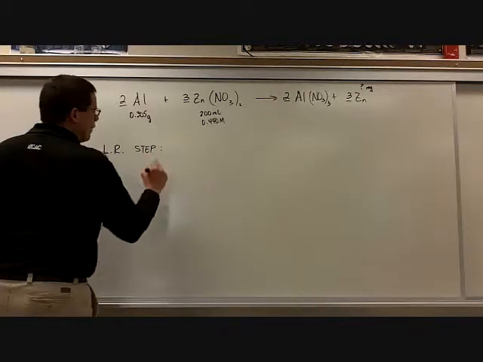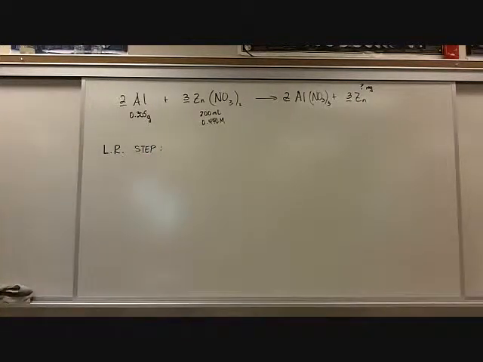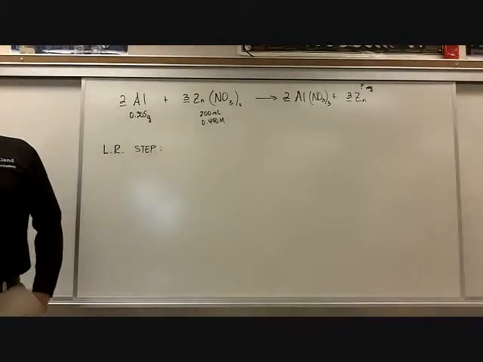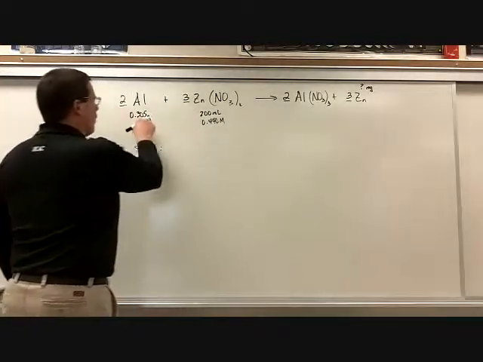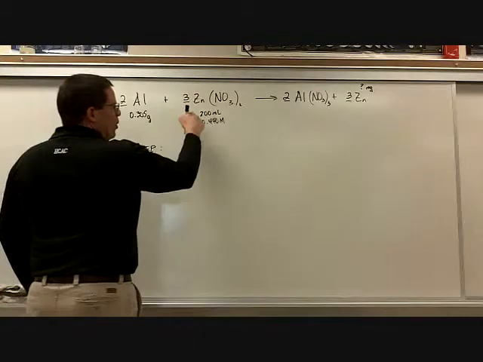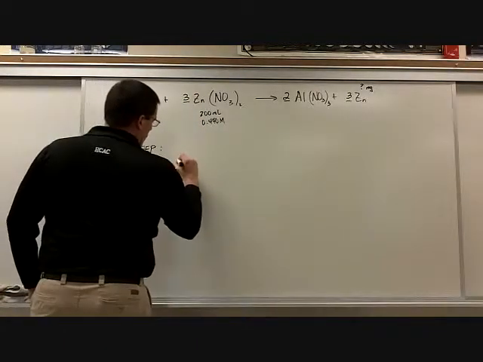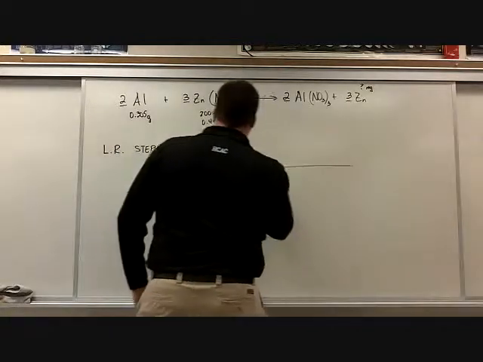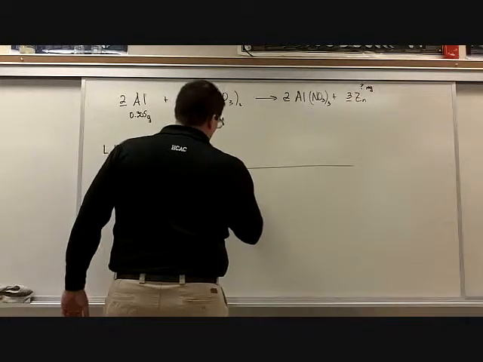In the limiting reactant step, which one do you want to start with? The aluminum or the zinc? Good, I like the zinc nitrate as well, because we have our volume and our molarity. We've already started with that. If you know the volume and the molarity, start with your volume. So you have your 200 milliliters. Convert that to liters.